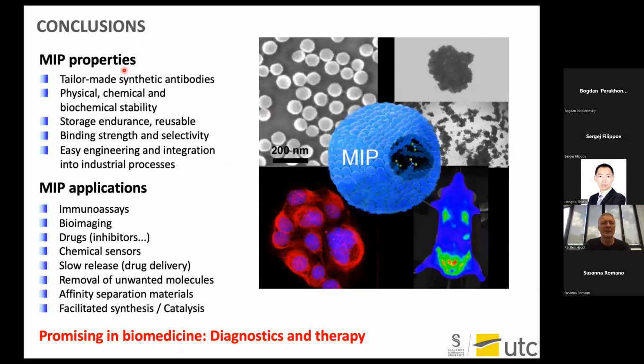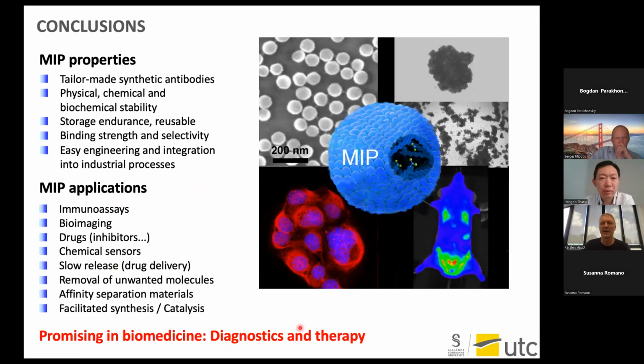So, to summarize, molecularly imprinted polymers are antibody mimics. They are tailor-made and they are more stable. Otherwise, they have similar properties to biological antibodies, and can be cheaper and easier to engineer, and can be used in many different applications, for example, in diagnostics and biomedical therapy, but also many others.